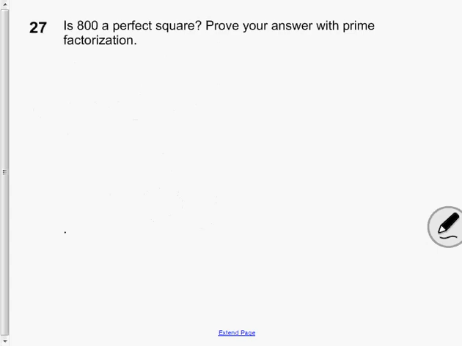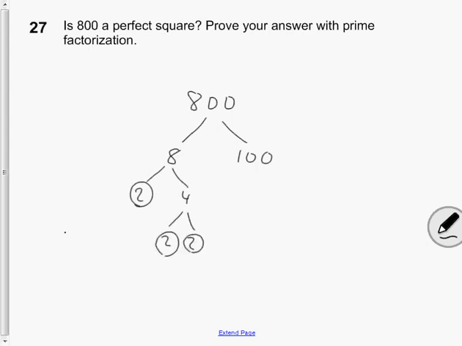Is 800 a perfect square? Well, using prime factorization, we can break down any number. And I'm going to use 8 times 100 just because I want to do something different. Neither one of these numbers is a prime number, so I can break this down into 2, which is prime, times 4, and then 2 times 2. So instead of saying 8 times 100, I could say 2 times 2 times 2 times 100, and that is also 800. This would be 10 and 10. Neither one are prime, but 2 and 5 is prime, and 2 and 5 are prime factors.